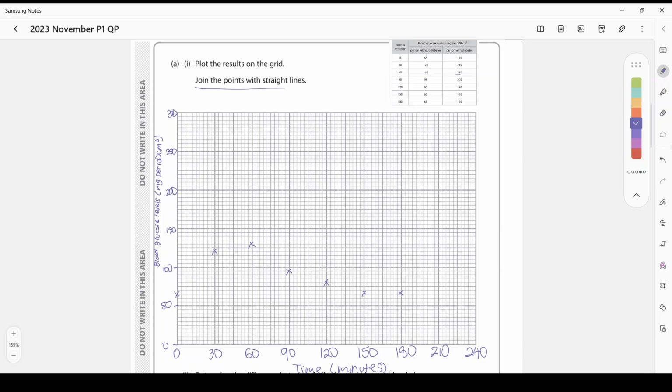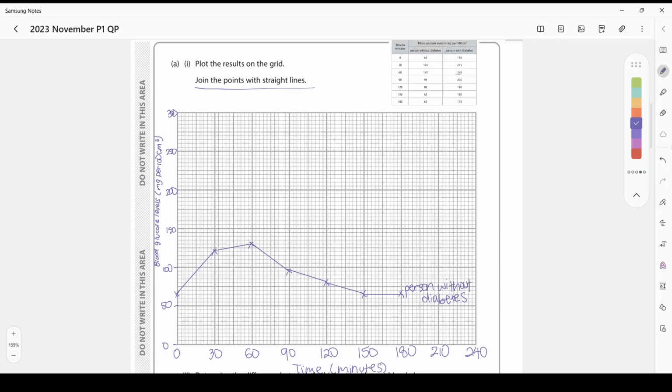And you can see here it says, join the points with straight lines. Okay, and I'm going to write this. Person without diabetes.